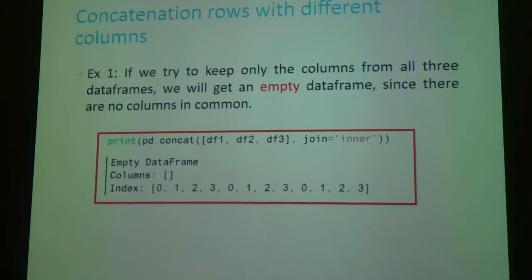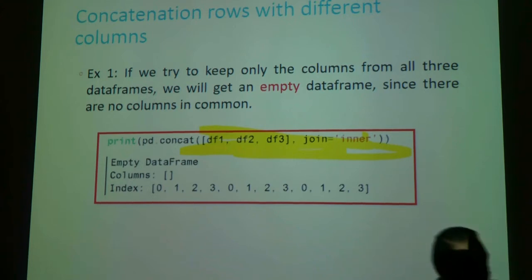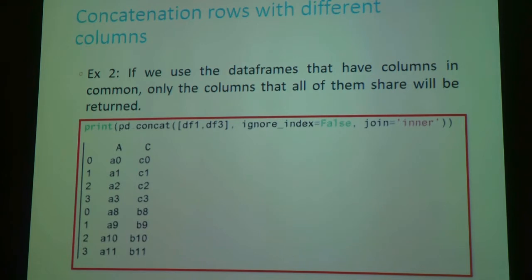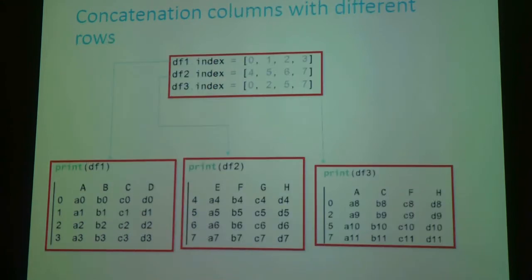So in here, we already saw that if we try to join data frame 1, 2, and 3 with inner, because there is no common intersection, how many columns are we going to have? 0. There is no intersection, so nothing. However, if we do data frame 1 and 3 and we use inner join, how many columns are we going to have? 2, because A and C are intersected. So that's what happens.